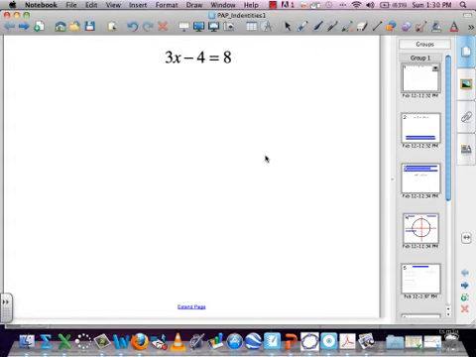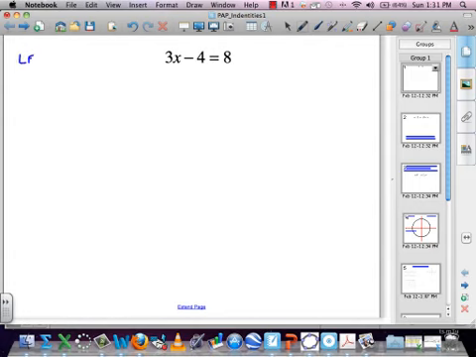Before we get into this, I want to take us back to some algebra principles here. Here I have written an equation: 3x minus 4 equals 8. And I want to talk about when this is true. So I'm going to start with some values of x and see what happens here.